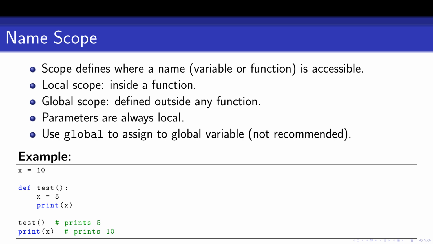Understanding scope is essential when writing functions in Python. Scope determines where variables and function names are accessible in your code. Python has two main types of scope: local scope, which refers to names defined inside a function, and global scope, which refers to names defined outside of any function. Parameters are always local to the function in which they are defined. If you assign a value to a variable inside a function, it won't affect a variable with the same name outside that function, unless you explicitly declare it as global using the global keyword, which is generally discouraged because it can lead to unpredictable behavior.